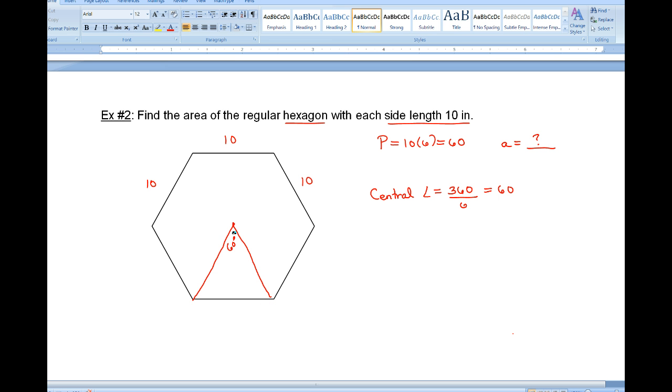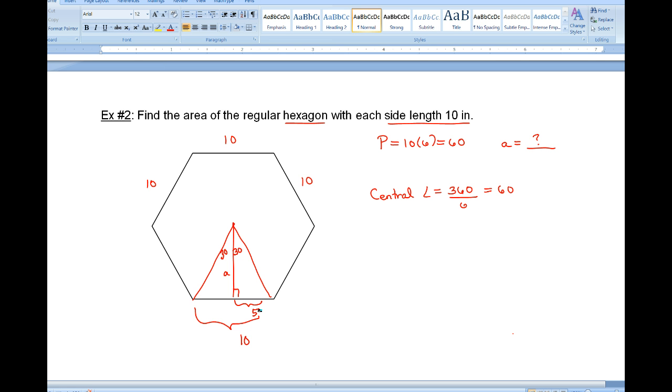Step 2, we want to draw the apothem. Oh, so it's a 30, 60, 90. So if I draw the apothem here, that cuts this into 30 and 30 degrees. Now remember, each side was 10, so that makes this 5. So, okay, again.